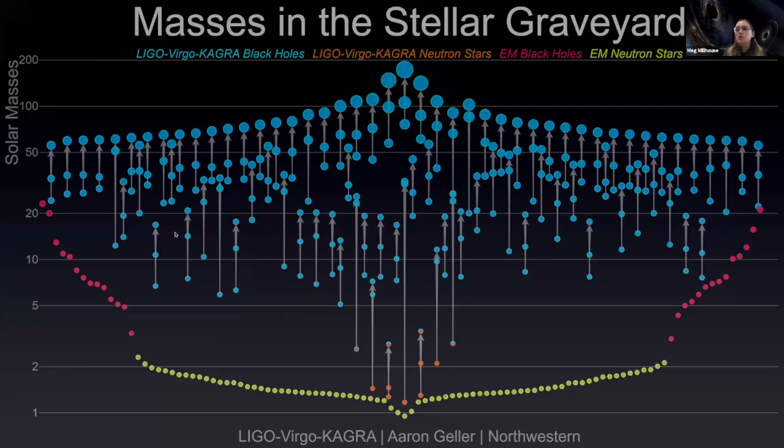This plot also shows black holes and neutron stars that have been observed with electromagnetic astronomy, so black holes in pink and neutron stars in green or yellow. I think that's yellow. We can see that we're really starting to fill out our understanding of what's out there. Like above about 20 solar masses, we really hadn't observed any black holes yet. So we're probing a region that was not accessible before with electromagnetic observations alone.